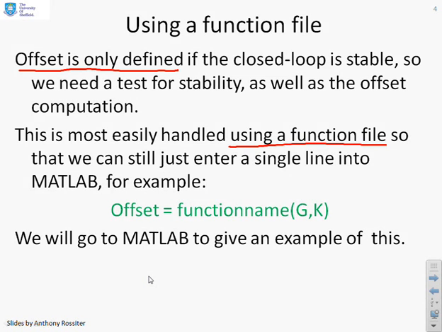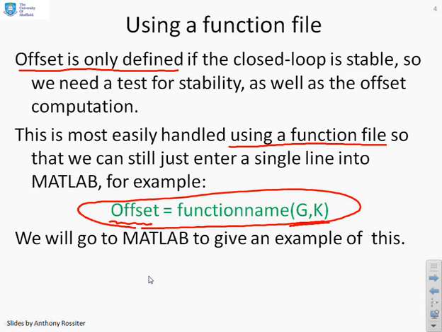So I'm going to have a function file which generates the offset, and the things I'm going to put into it are g and k, so my system and my compensator. And that function file will do all the computations I need and just throw out the offset. And what it means is I can vary k just by rewriting this line here and putting a different value of k in. Let's see how this works then.